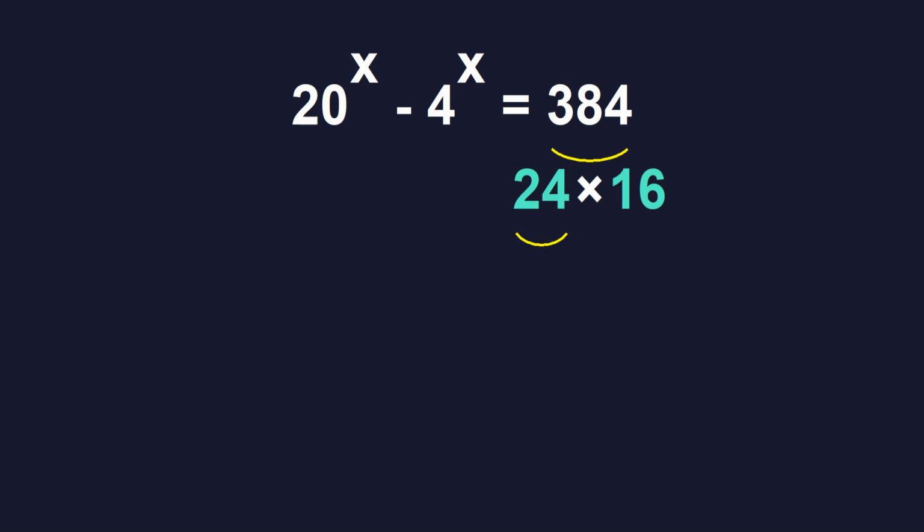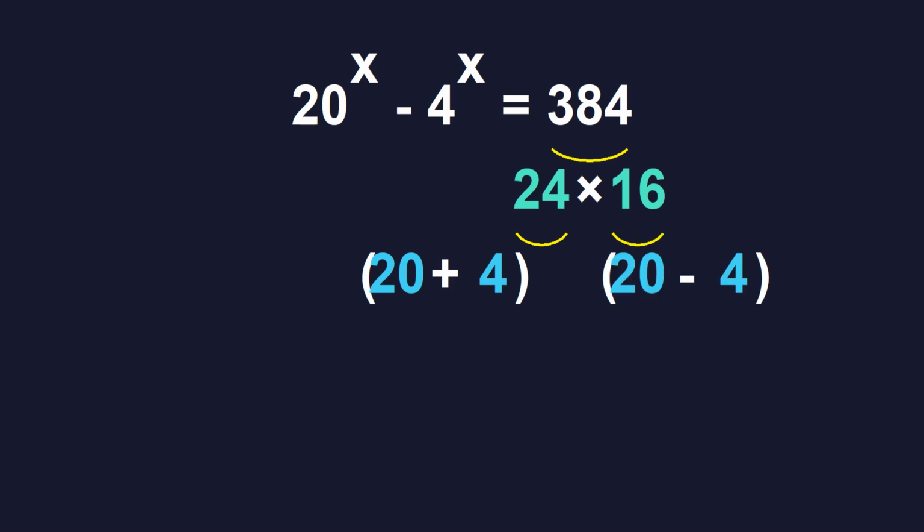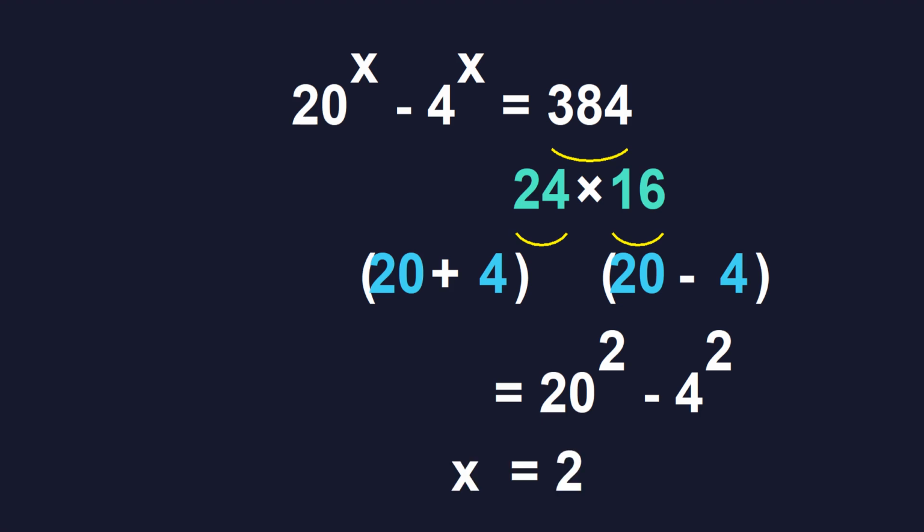Next, we are going to break down 24 into the summation of 20 plus 4 and express 16 as 20 minus 4. And now we have the difference of two squares form, which can be written as 20 to the power 2 minus 4 to the power 2. By comparing both sides of the equation, it's clear that x equals 2, and this is our final answer for this problem.